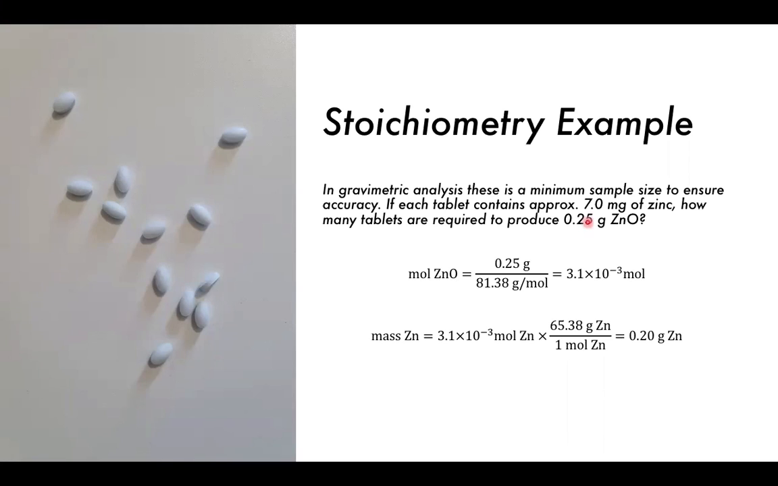We can then take this number of grams of zinc and find out how many tablets are going to be required, because we know that each tablet contains approximately 7 milligrams of zinc. So we simply divide the mass of zinc required, which is 0.2 grams, by the number of grams, in this case, of zinc per tablet. We find out that we need about 28.5 tablets to create a sample which is large enough in size to ensure accuracy.